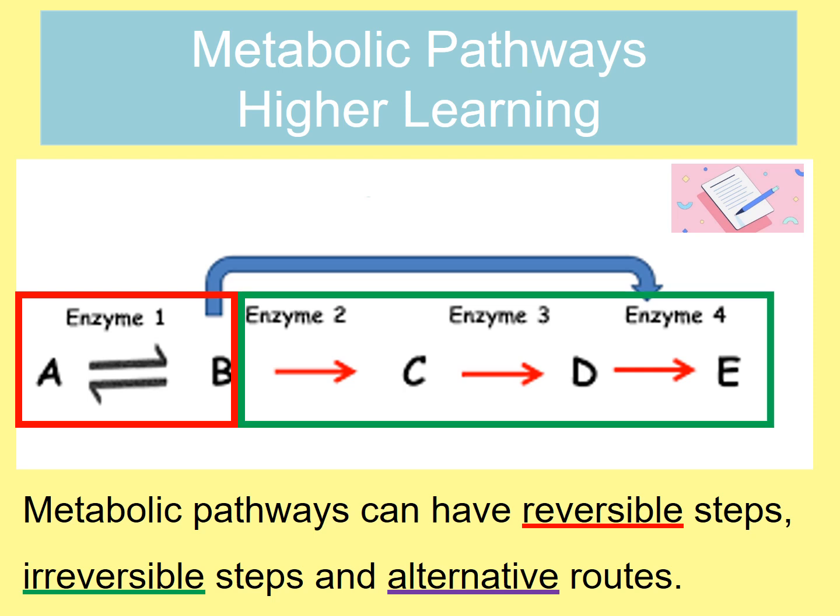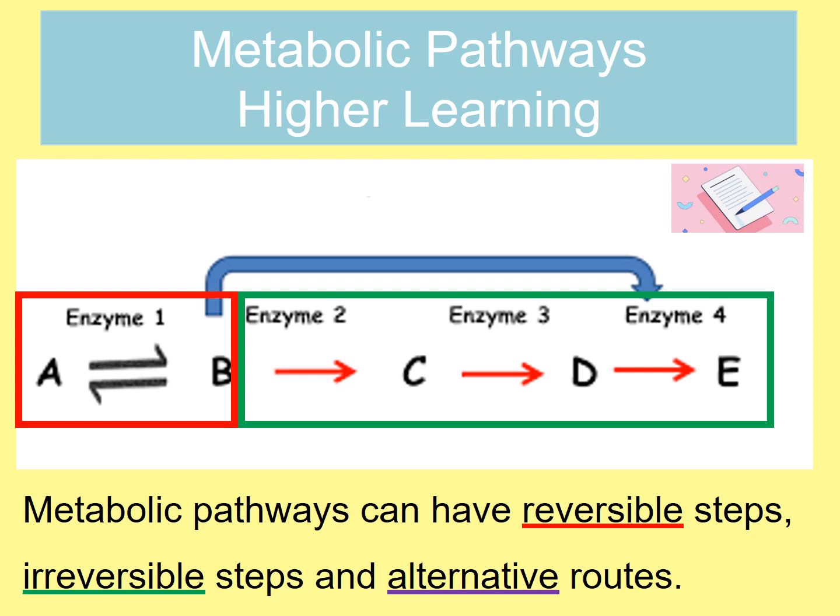We've also got an example of an irreversible step. If enzyme 2 acts upon substance B, you can see that the pathway follows one direction only, that B is converted to C, C to D, and subsequently D to E. There is only one direction that the arrows are pointing, so this is an irreversible step.